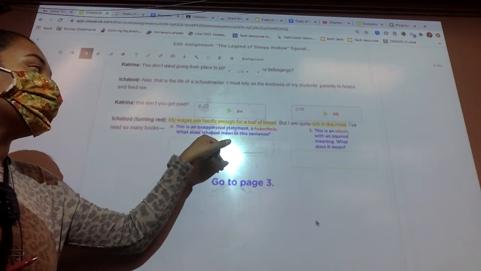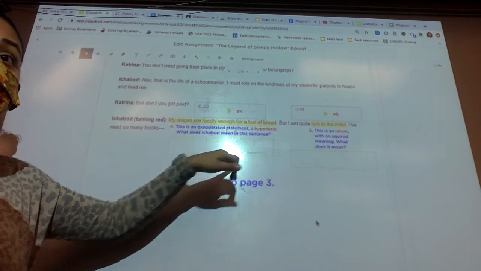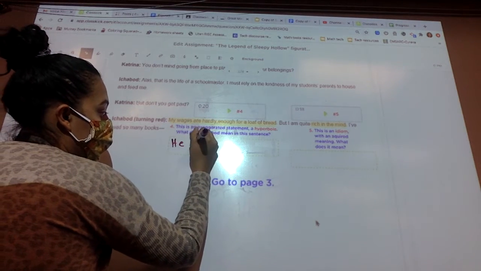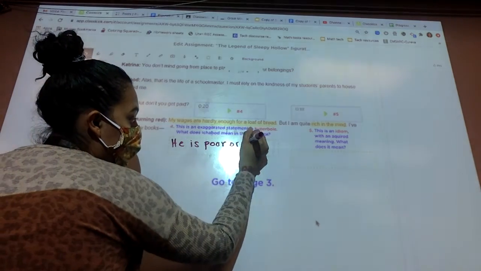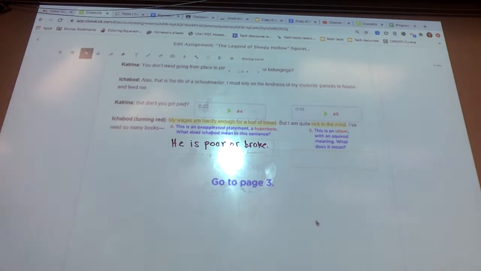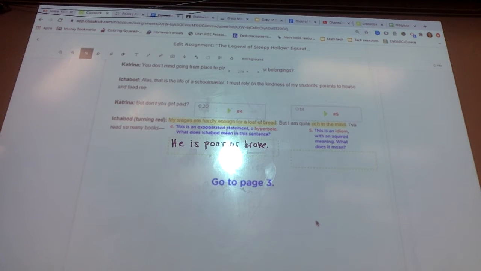What does Ichabod mean in this sentence? Sophie? He's poor. He's broke. Yeah, he is broke, okay. He's poor. Ledger, please stop. Okay, typing it in. 10 seconds. 10, 9, 8, 7, 6, 5, 4.